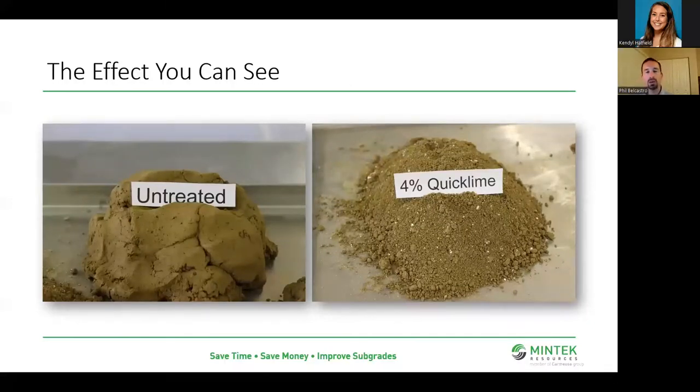We like to get in there and let it work, let it mellow, let it do its thing on the quicklime side. On the Calciment LKD side, there's no need for that mellow period. But it's the effect that you can see out there really quickly, almost immediately.